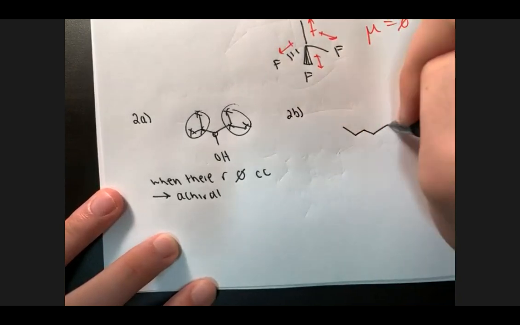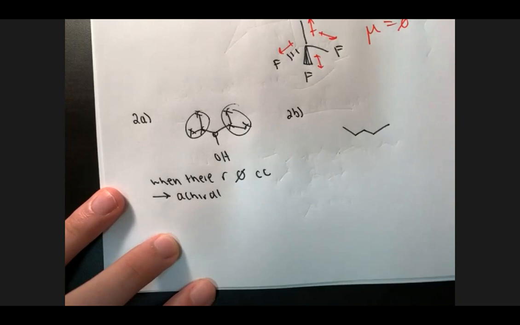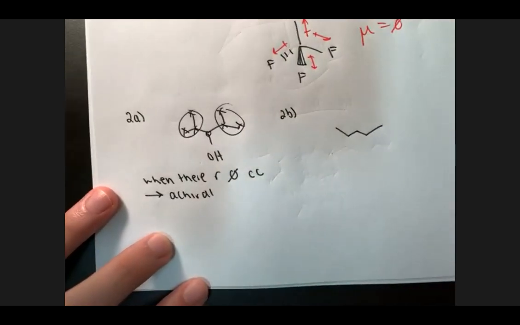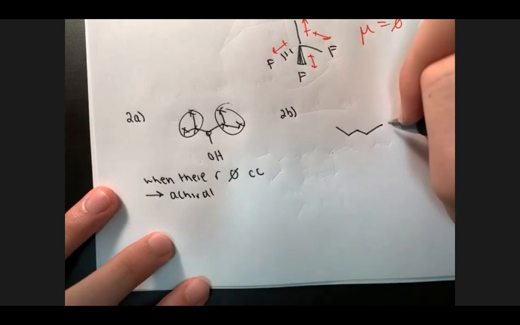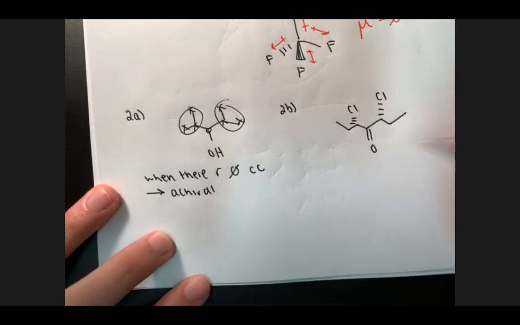Okay, so 2B. So 2B looks like this. So we're here. So we have, I think, did I draw one more? Yeah. So we have a chlorine going up, and we have this ketone going down.